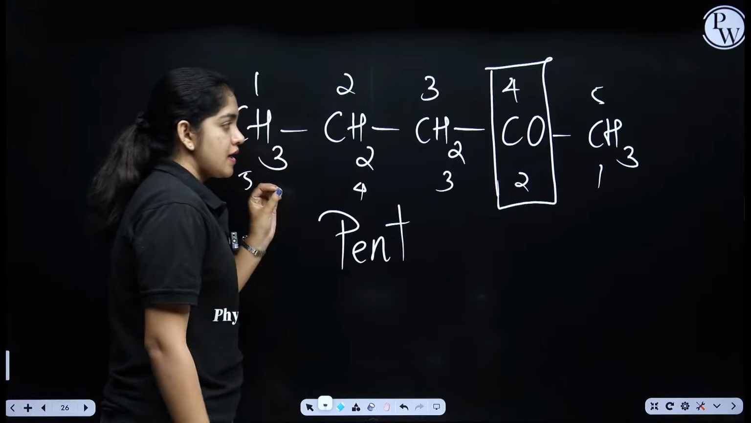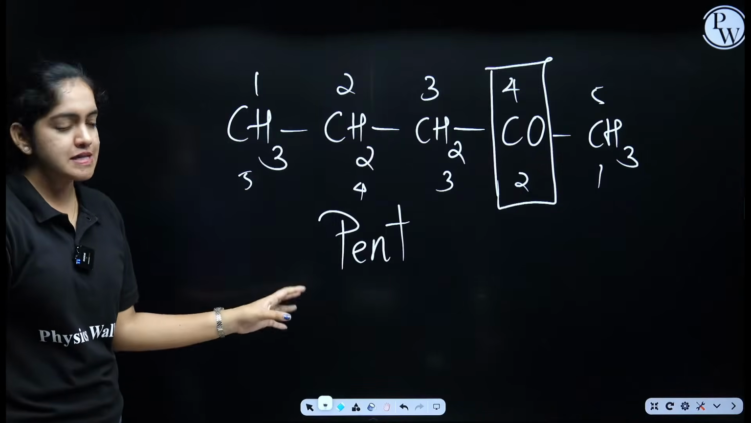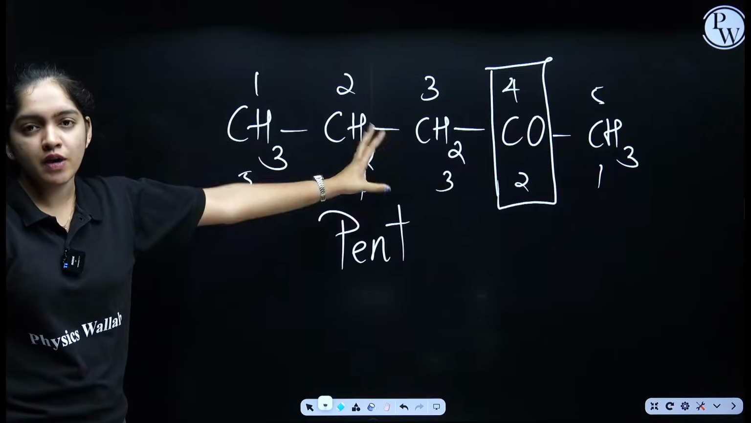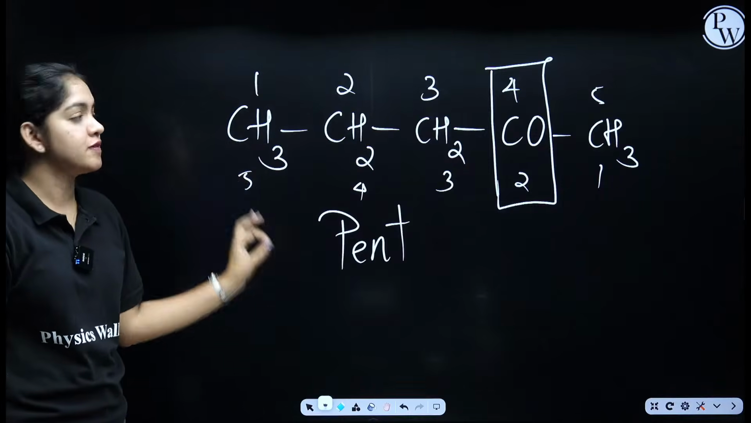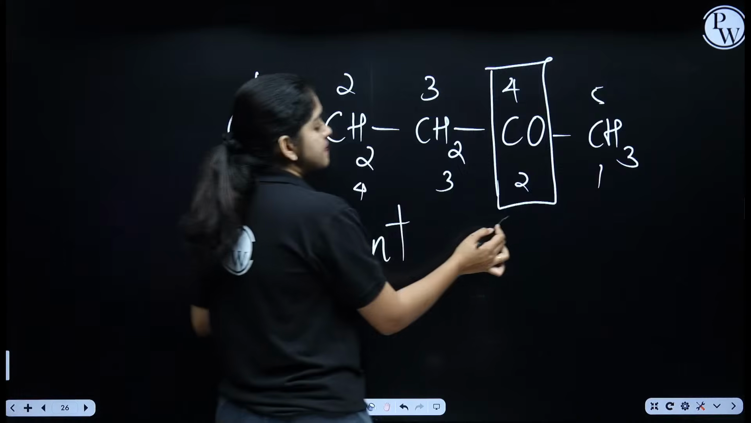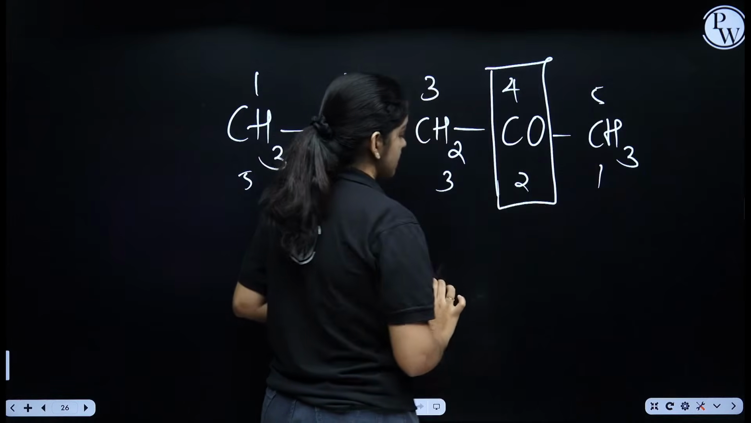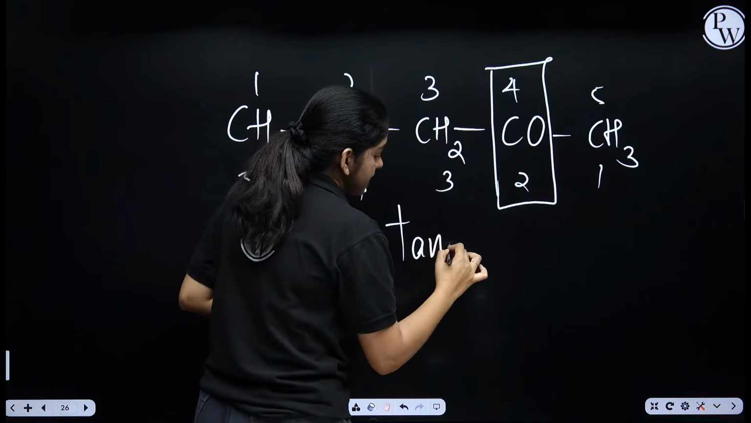Pent. And we learned that a functional group is present. It should be ending with the name of the functional group, and mention the position of the functional group also. The functional group is present at the second position. So, write pentan. Just give a hyphen.